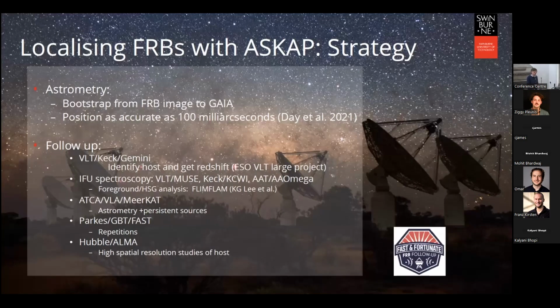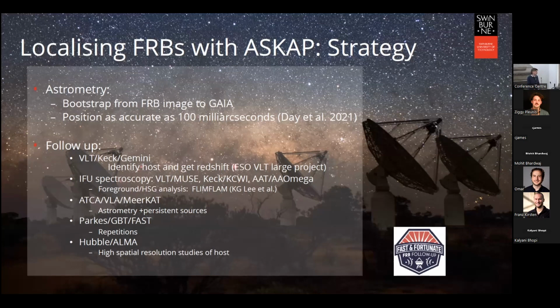So once we have our FRB positions, we want to go and find out where they're coming from. So we have to bootstrap from the FRB image itself to Gaia, but when we do so, we can get positions as accurate as 100 milliarcseconds. With those positions, now we follow up.